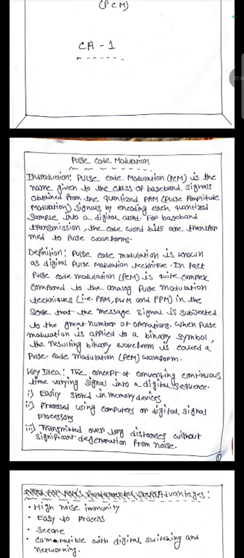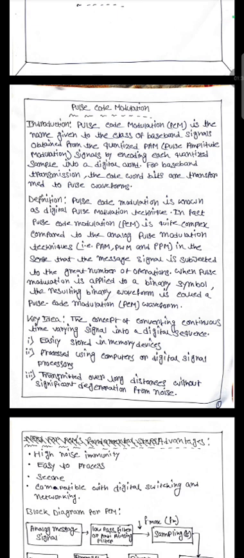Pulse code modulation is known as a digital pulse modulation technique. In fact, pulse code modulation is quite complex compared to the analog pulse modulation techniques, in the sense that the message signal is subjected to a great number of operations. When pulse modulation is applied to a binary symbol, the resulting binary waveform is called a pulse code modulation waveform.